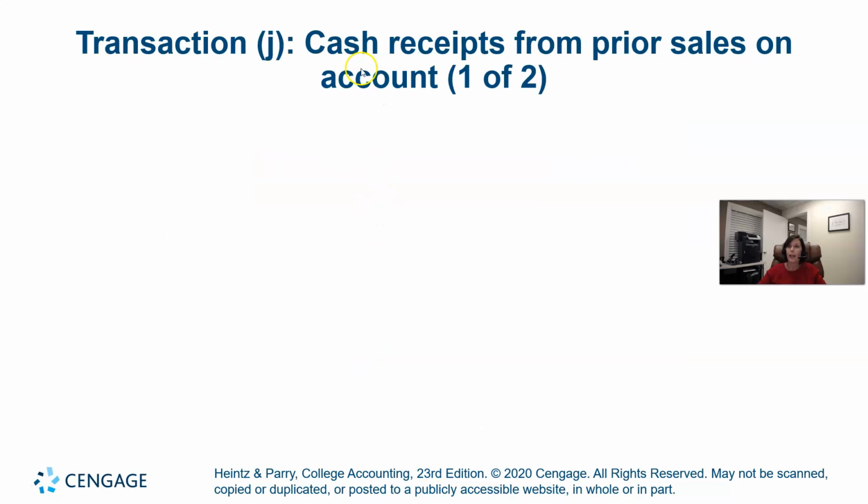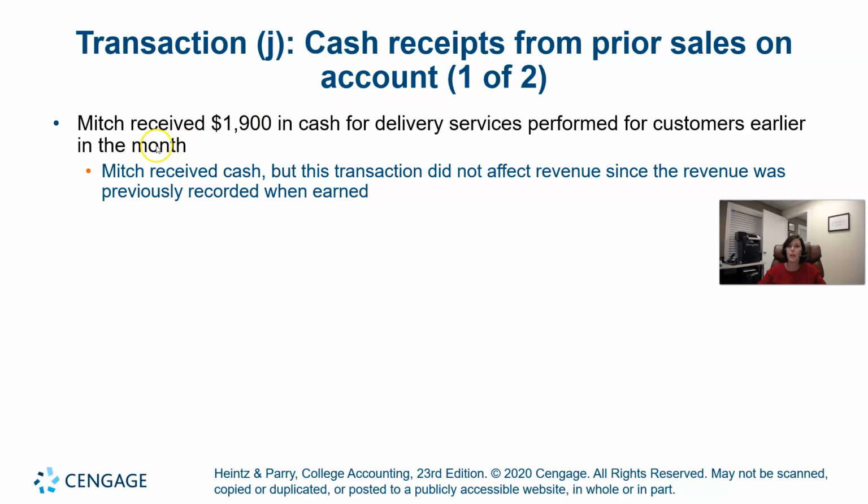Now we've got cash receipts from prior sales. Mitch received $1,900 in cash for delivery services performed for customers earlier this month. So way back when he performed services on account, we recorded an accounts receivable. Now Mitch is being paid for those services. We have already recorded the services, so we don't want to record them twice. We only record the services once. Otherwise, if we recorded the service at the time we performed the service and at the time we paid for the service, we would be double counting our revenue.